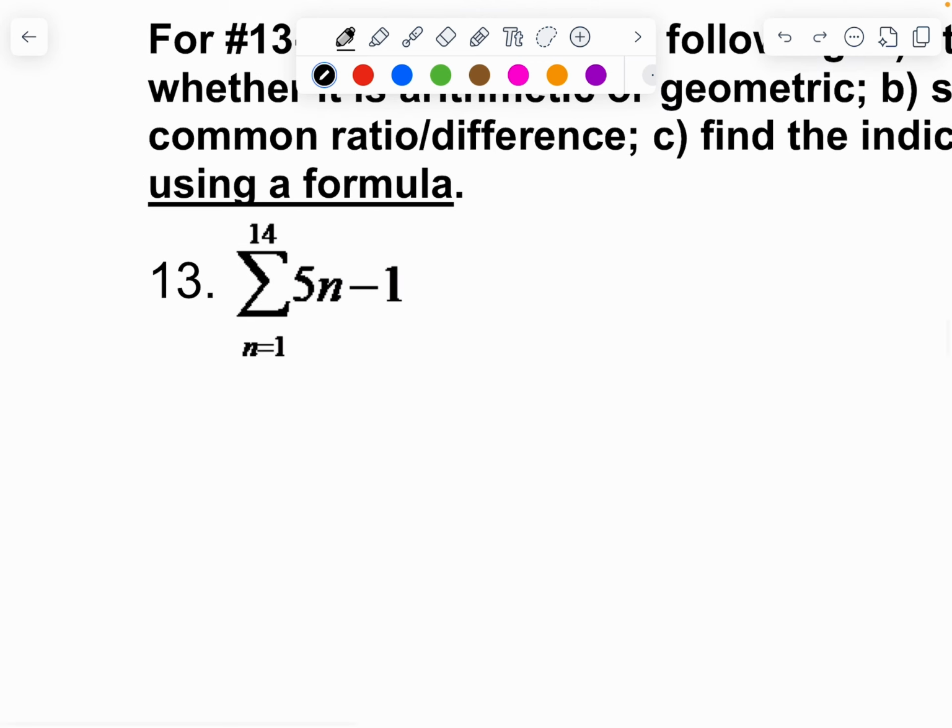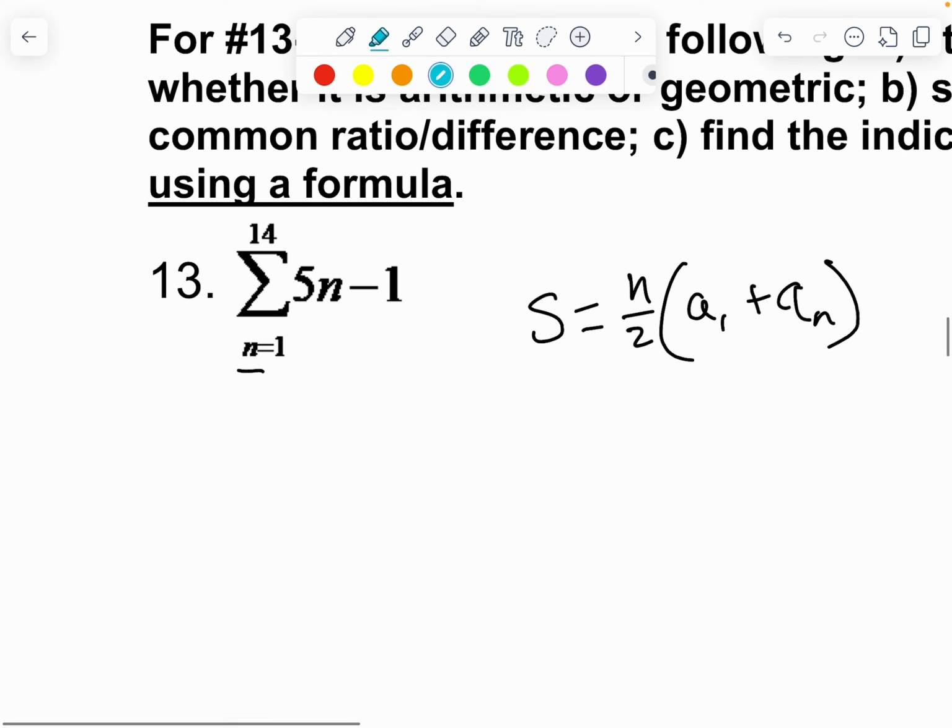The sum formula, the sum of all the numbers in an arithmetic sequence is found by taking the number of those that you have divided by 2 times the value of your starting plus the value of your ending. This is our starting, and this is our ending. So I need to plug in and figure out what do I get when I plug 1 in, what do I get when I plug 14 in.